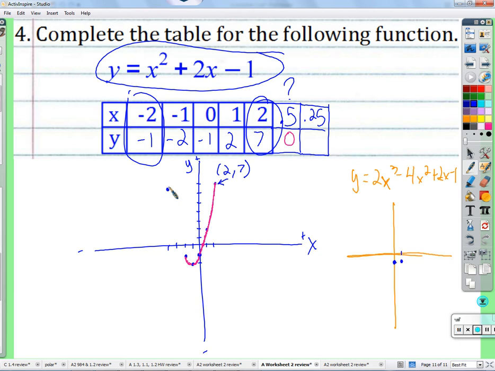Make sure that when you substitute that negative 4, you've got the parentheses around the x, and you replace it with negative 4, 2 times negative 4. We got negative 4 squared is 16. This is going to be minus 8, right? 2 times negative 4 is negative 8. So we got 16 minus 8, that's 8. Minus 1 is 7. Right, so we got 7.